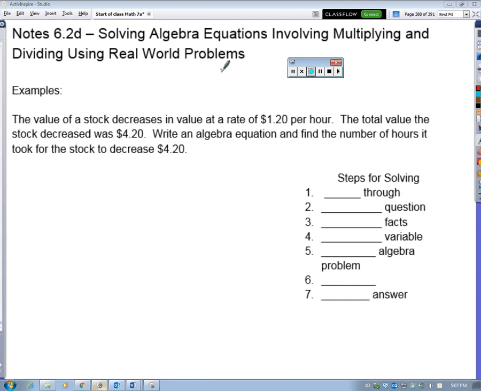Okay, just like we did in the last lesson, we're going to take a real-world problem like this here. We are going to set up an algebra equation and then we are going to solve it.